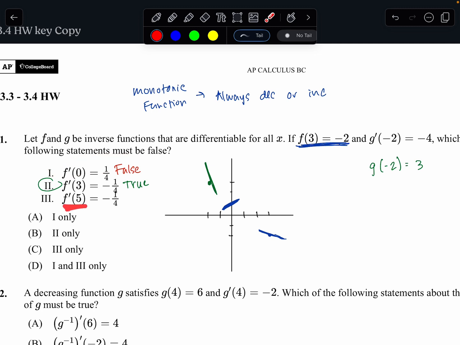Now, let's say the derivative at 5. So if I go over to x equals 5, and it's saying that the slope is -1/4, well, that would be okay. It would mean that it could be true. We don't know for sure. It could be true, could be false, but this is just saying which of the following statements must be false. Definitely option number 1 and option number 1 only. So there you go.